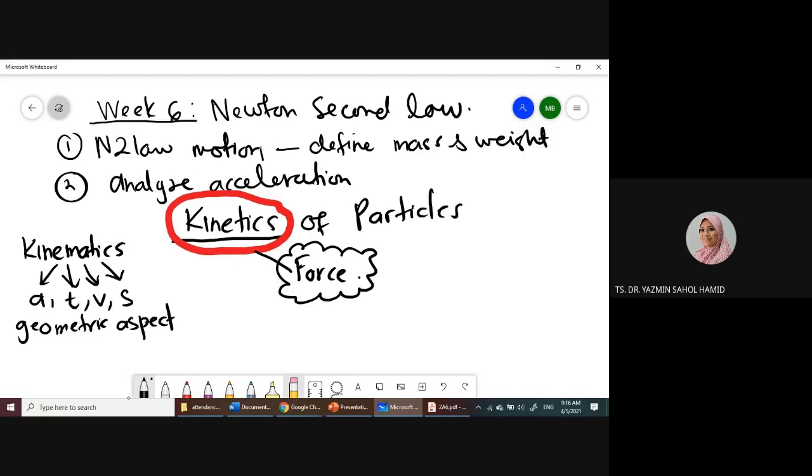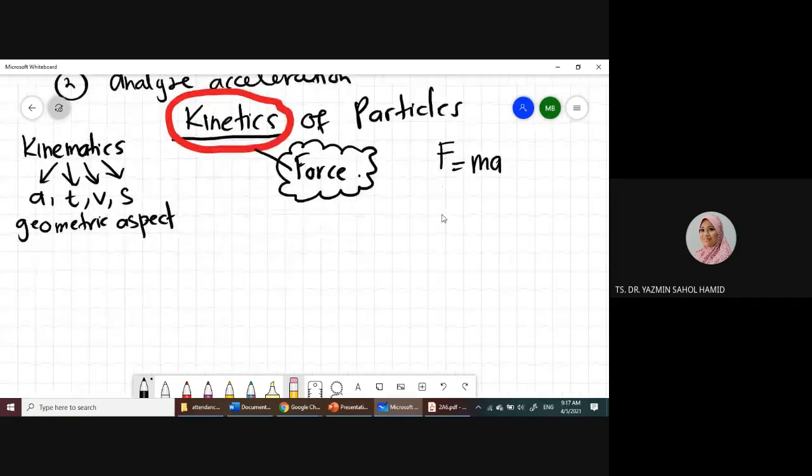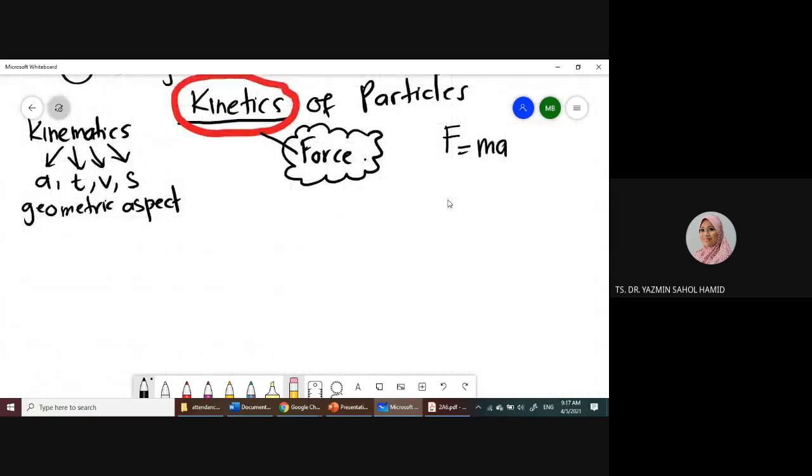Do you know the formula for Newton's second law? F equal to ma. Yes, F is equal to ma. So now, when you get a question, you must be able to identify whether it is kinematics of particles or kinetics. The difference is when there are forces involved, you have to use Newton's second law, and the topic is kinetics. All right, I think that is clear.